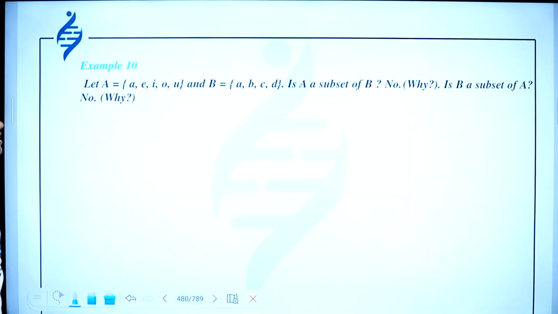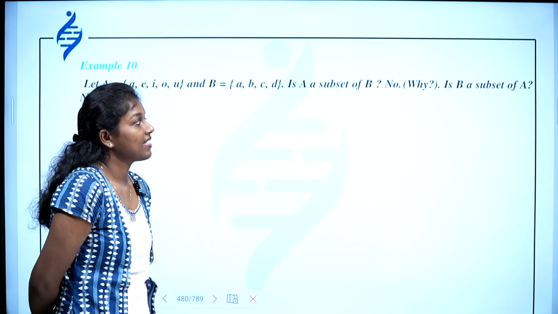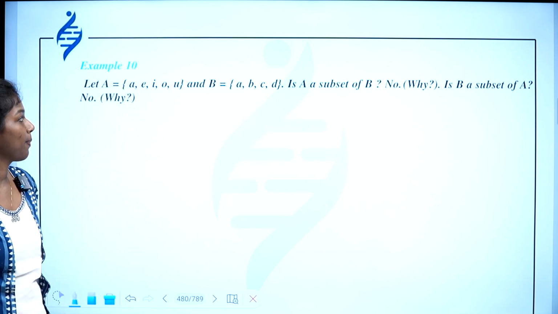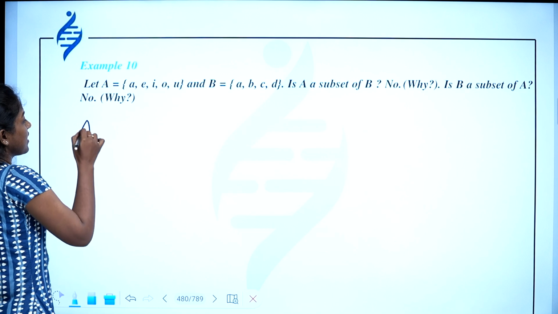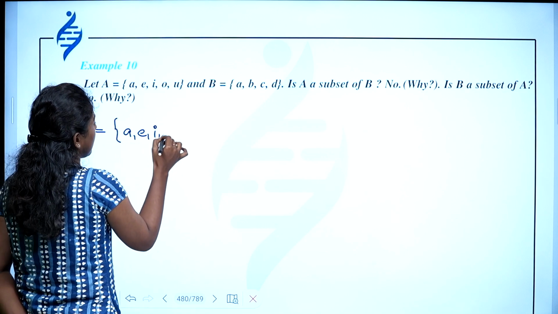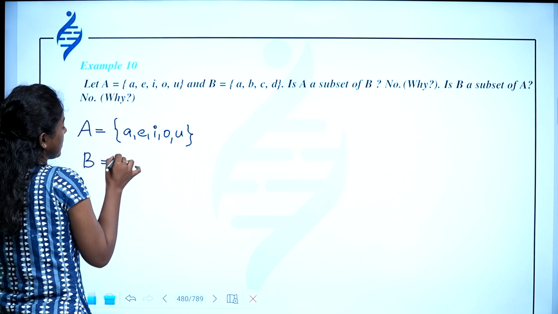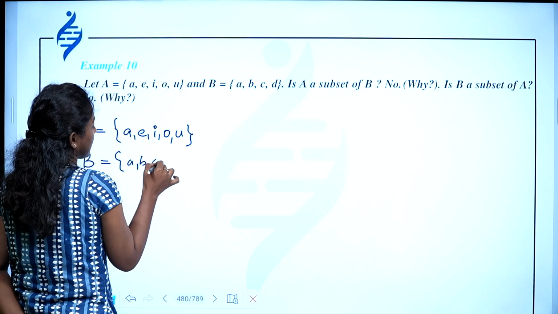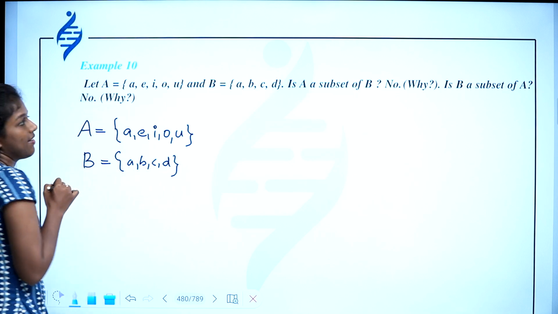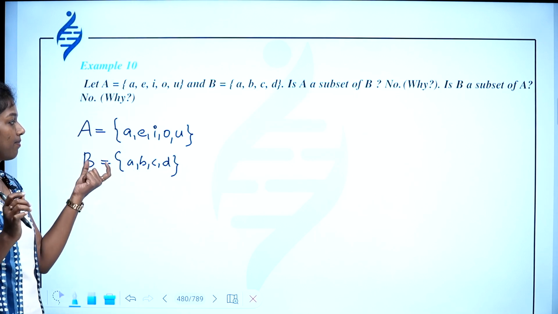Next one, A is equal to {a, e, i, o, u}. B is equal to {a, b, c, d}. If A is a subset of B. Okay, so our set A means a, e, i, o, u, and B means a, b, c, d. That's given. So, they are asking if A is a subset of B.